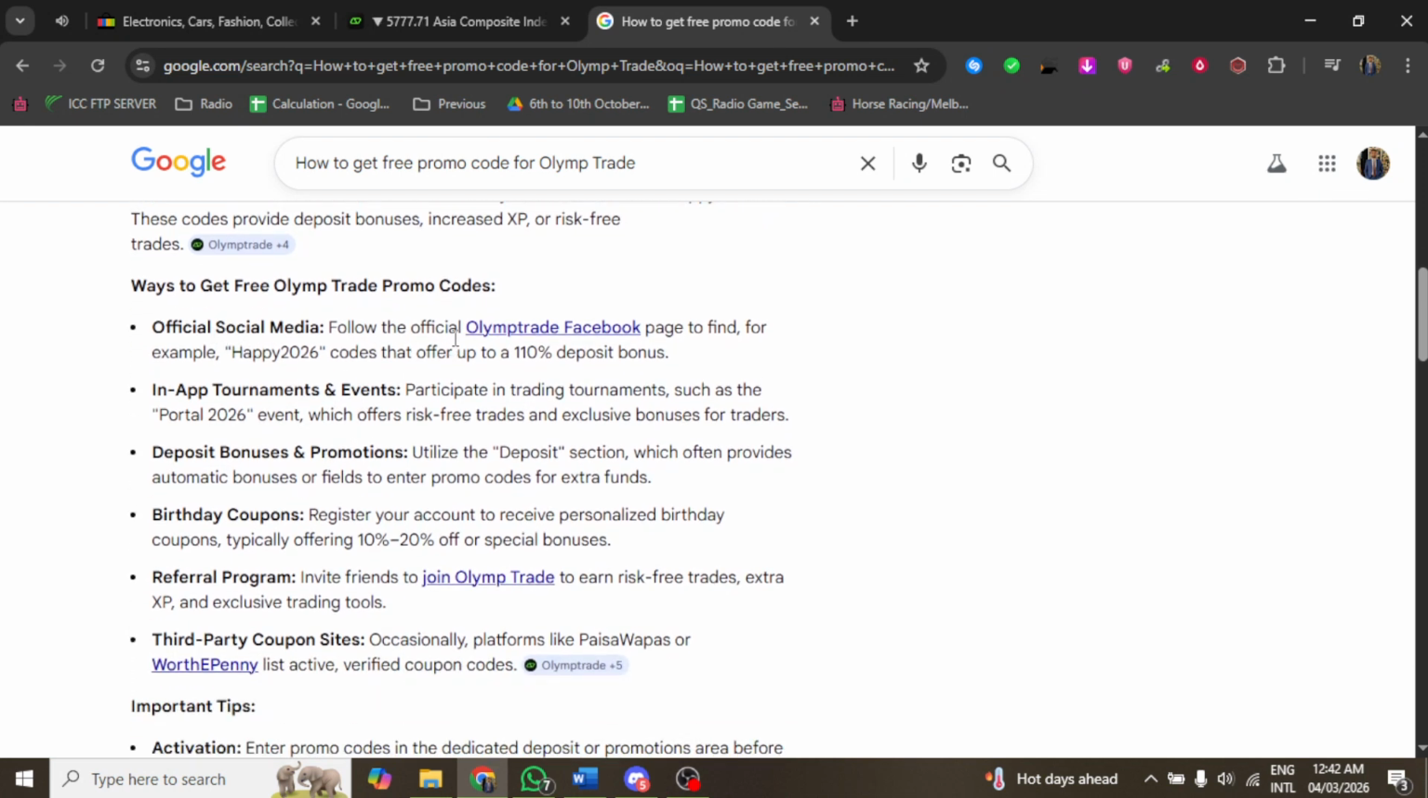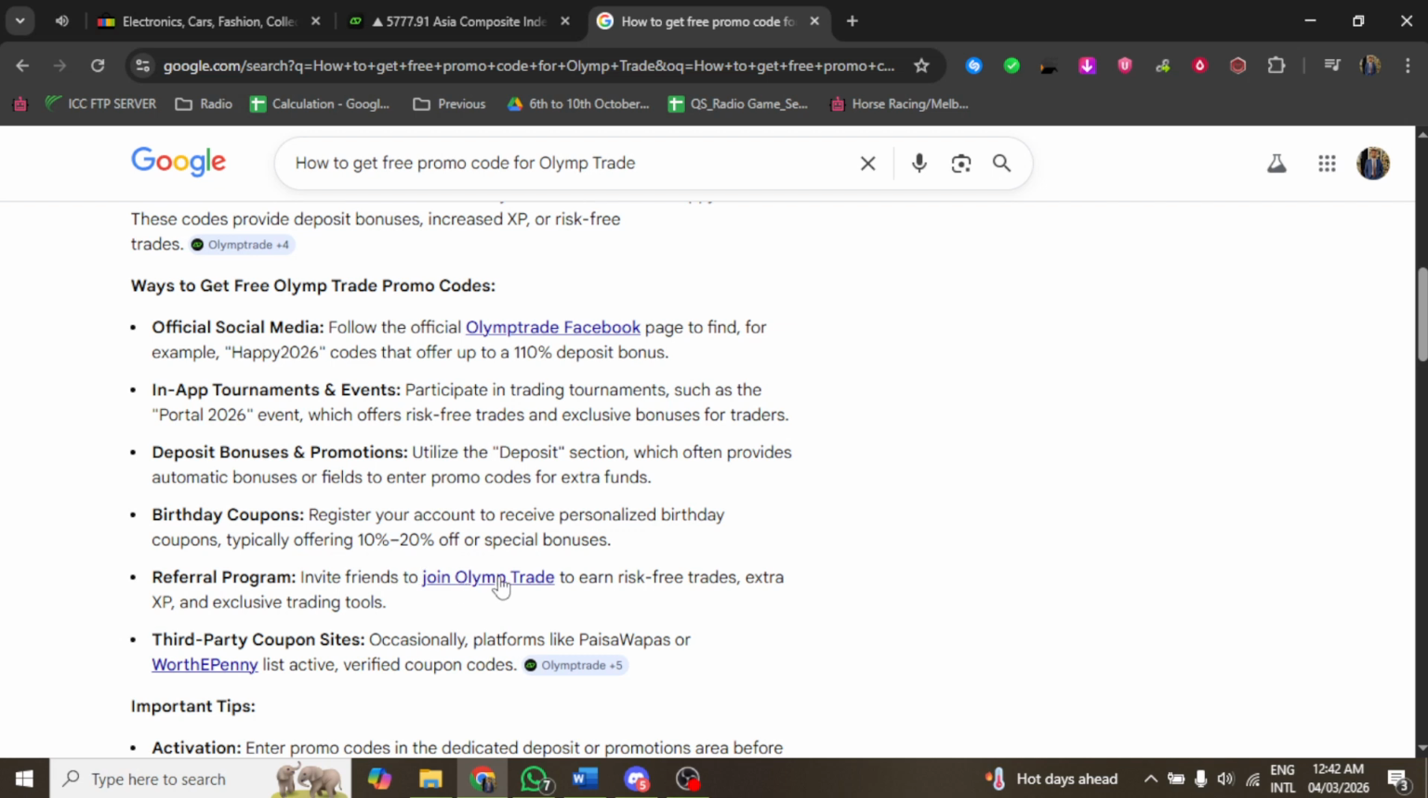To stay informed, consider subscribing to their newsletter, which delivers updates directly to your email. Additionally, following Olymp Trade's official social media channels can provide access to exclusive promo codes. It is essential to ensure that the codes are valid and issued by Olymp Trade to avoid potential scams.